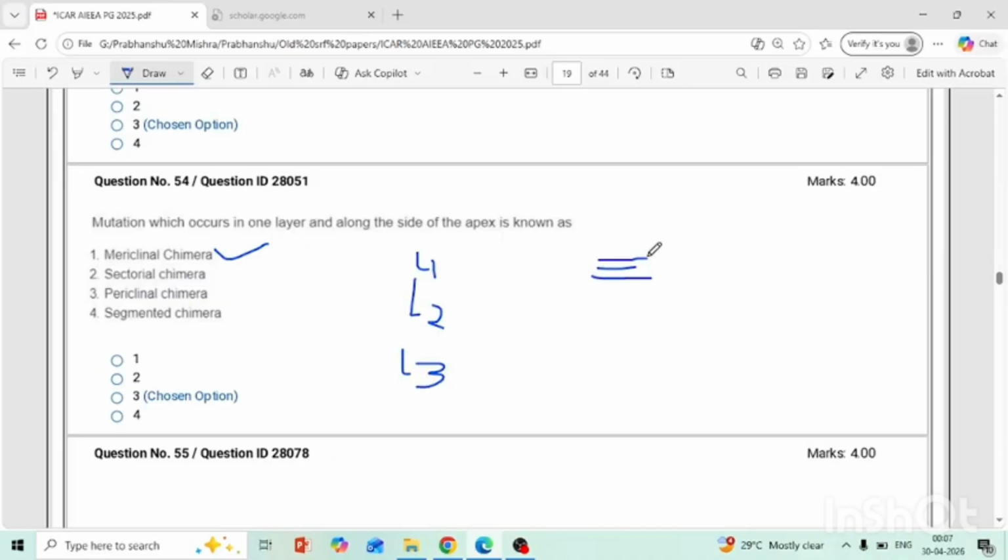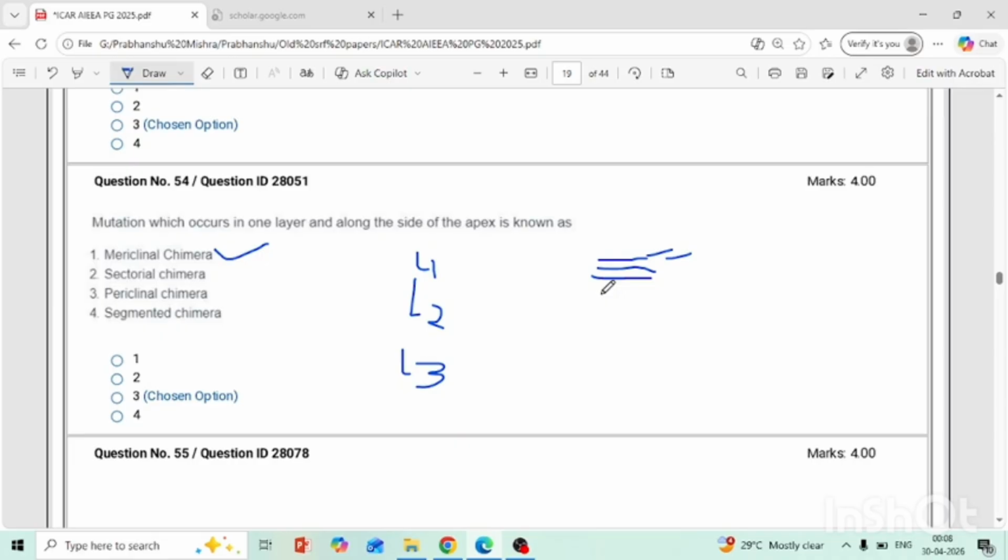First one forms the periderm of the plant, the outer part. The second one is responsible for the gamete formation. If the mutation occurs in the second layer, L2, then it will segregate and go into the next generation. And if the mutation occurs in the L1 layer or L3 layer only, then it does not go into the next generation. And the third one forms the cortex of the plant, that is the L3 layer. L1 and L2 are called tunica, and L3 is called corpus.